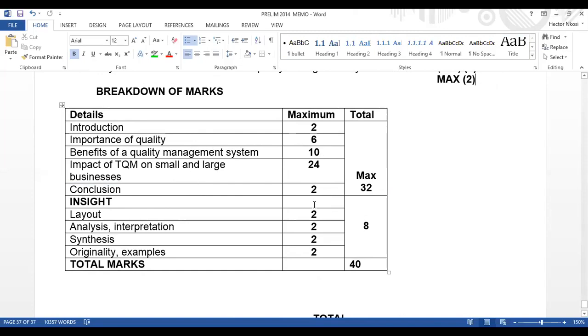Now, your layout must be good. Your analysis must be good, right? Your originality and examples also must be on par, right? So this is what you need in order to get your 40%, or your 40 marks, I mean to say, for your essay, under the essay section, which is Section C.